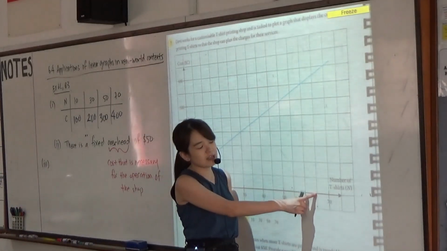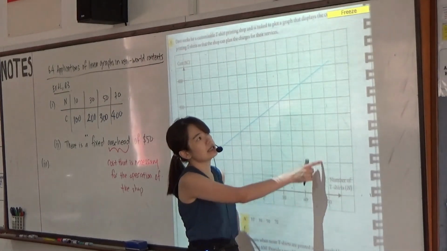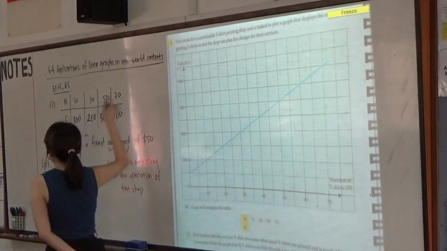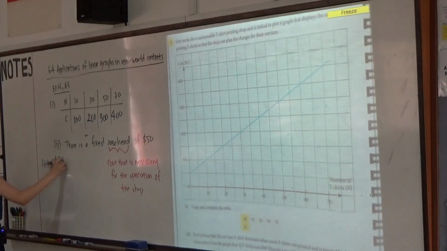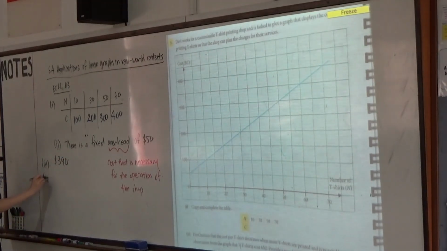Down here is 65. 3 squares later, that will be 68. Reading upwards, you should find $390. So that will be the cost.